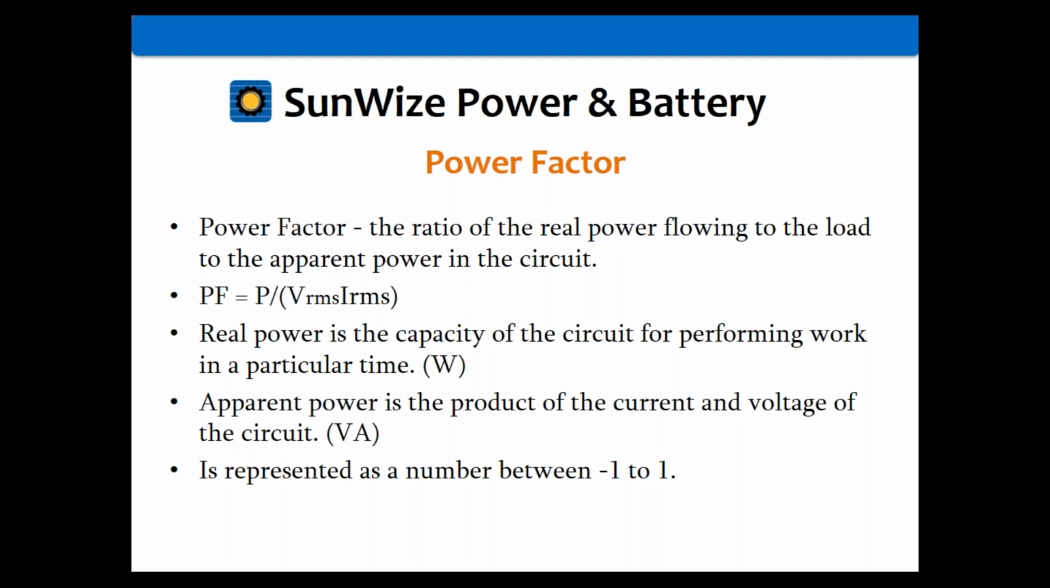So again, defining the real power is the capacity of the circuit to perform work at a particular time, whereas the apparent power is the product of the current and the voltage. Okay, so again, it's coming back to this unit of time with regards to real power, with regards to the actual multiplication of the voltage and current with regards to the AC waveforms.